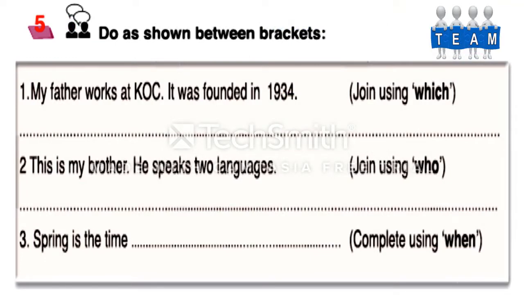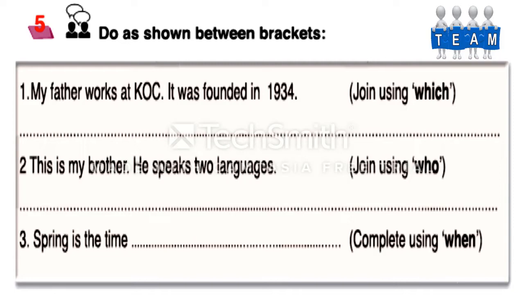Join the sentences. Number 1. My father works at KOC. It was founded in 1934. Using which. So the correction: my father works at KOC, which was founded in 1934. We have to omit it at the start of the second sentence.